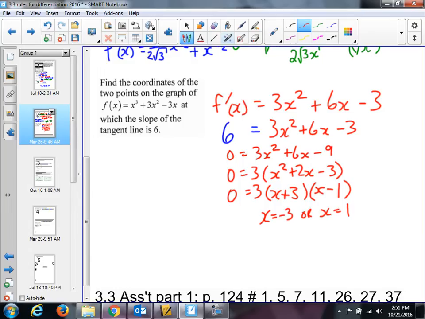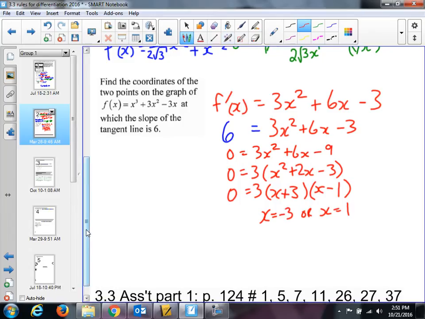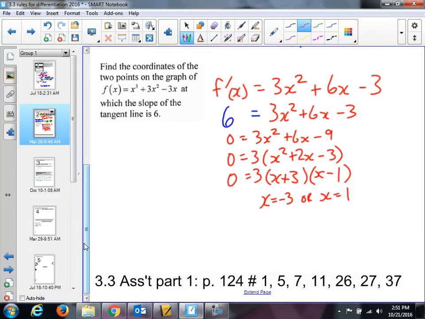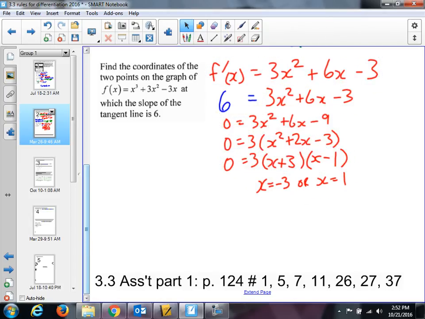We need ordered pairs, though, because it said points. If it just said which values of the domain, you'd be done. How do we get the points, then? What do we do? You do the arithmetic in the original function, the f, because we're talking about 2 points on the graph of f of x. So you use those x values in that function.